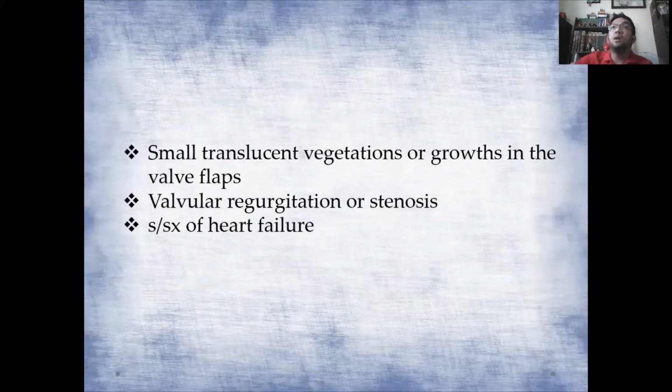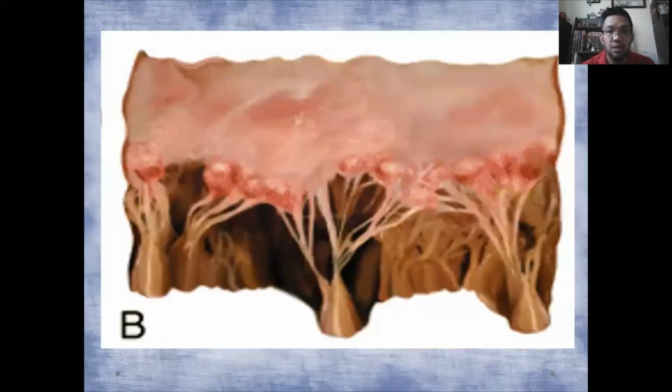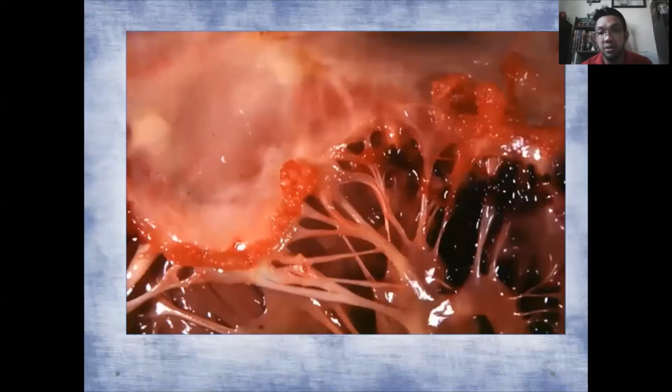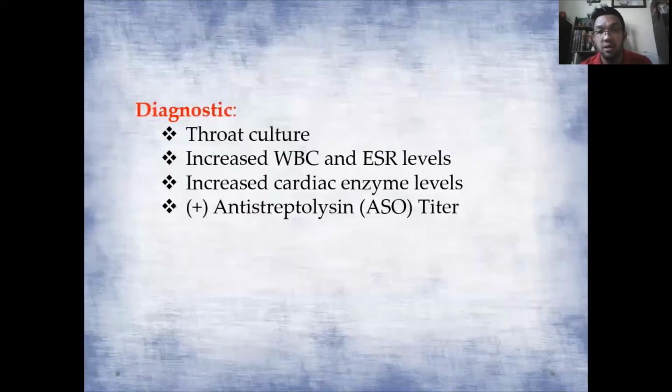And later on, if the muscles of the heart are not effectively pumping out blood anymore due to scarring brought about by this disease, signs and symptoms of heart failure will be evident, either left-sided or right-sided heart failure. So here, you can see some nodules growing on the flaps of the tissue of the valves of the heart. They are obviously inflamed.